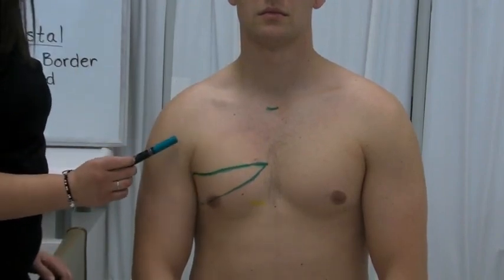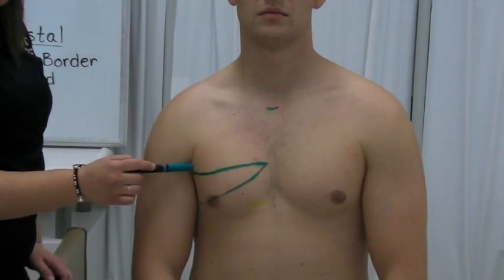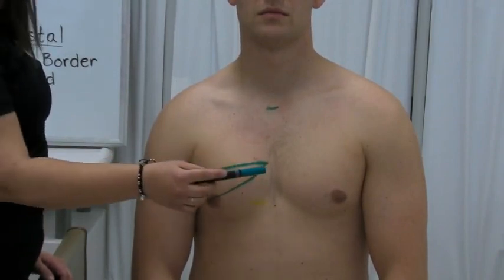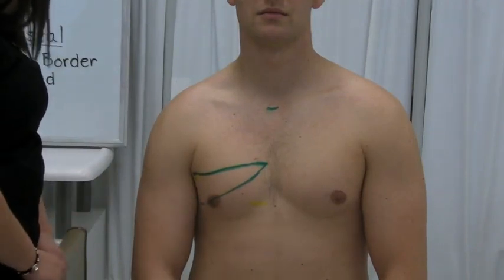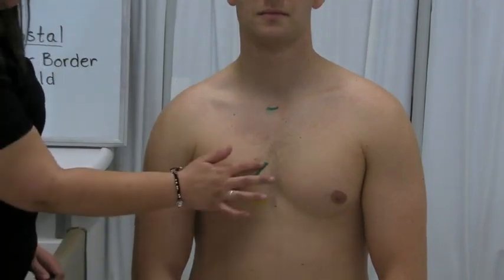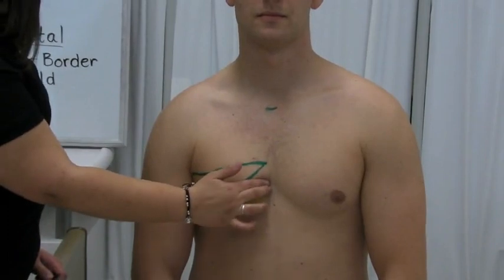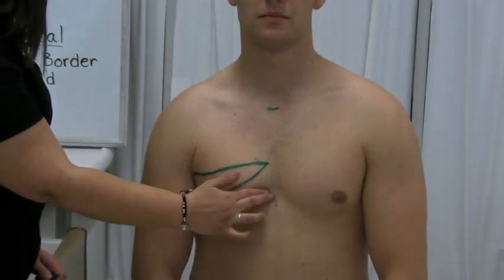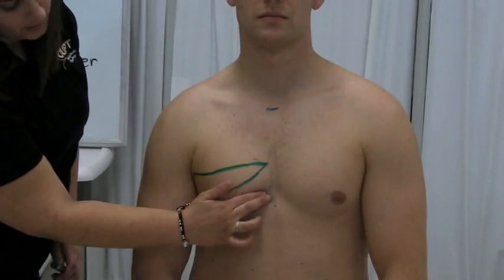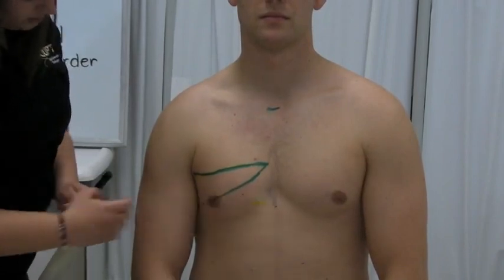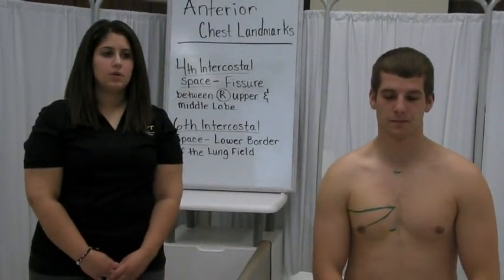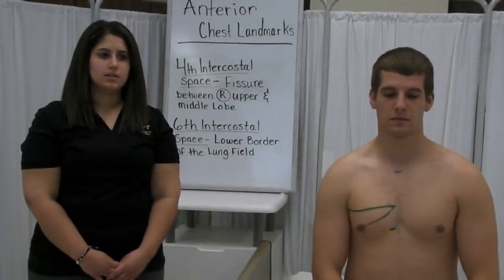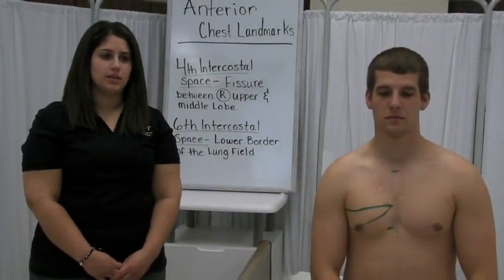The middle lobe will move over and up a little bit, and it's more of a wedge shape. As you continue to count down, here's the 4th, 5th, and 6th. This is the bottom of the lung field at the 6th intercostal space. On the left side, the upper lobe goes all the way down to the 6th intercostal space. This is because there is no middle lobe on the left side.